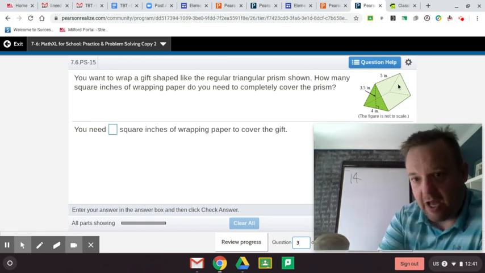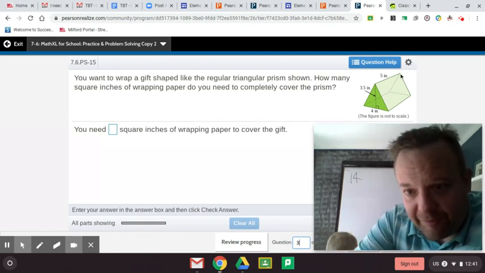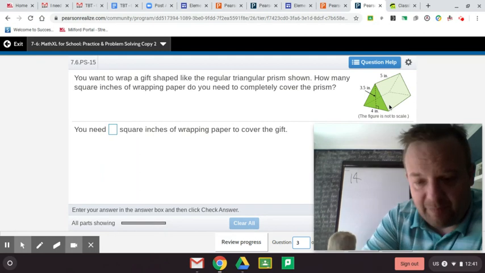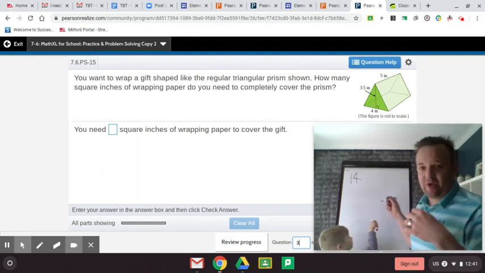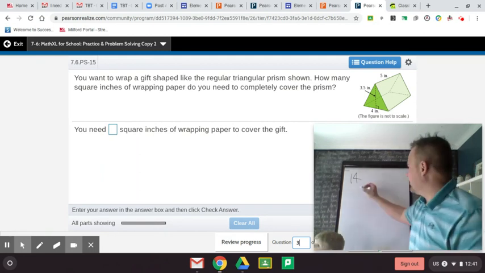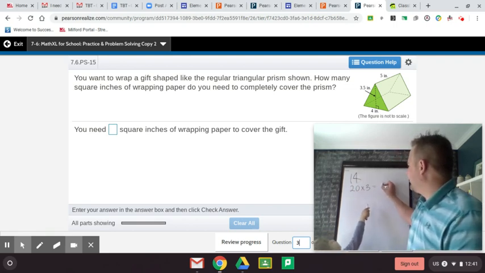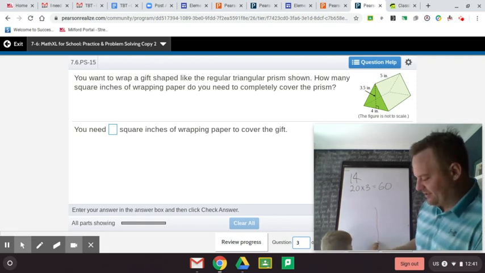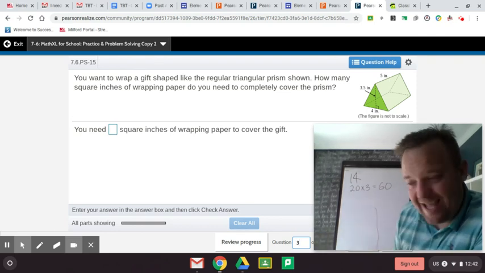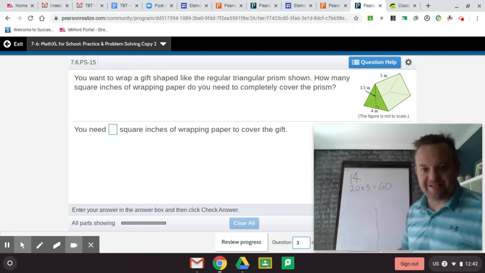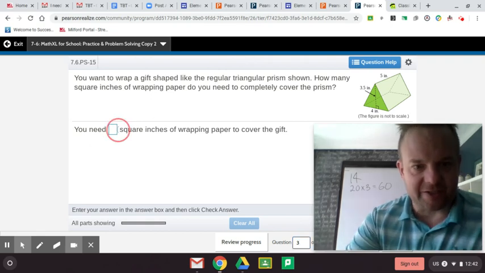So here we have the lateral faces are 5 by 4. 5 by 4 is 20. So we have 3 lateral faces that are 20. So 20 times 3 equal faces, that equals 60. So now we have 60 plus 14. 60 plus 14 is 74 square inches.